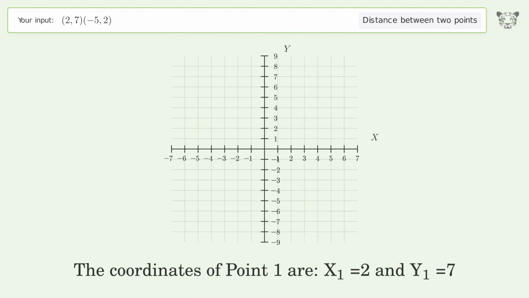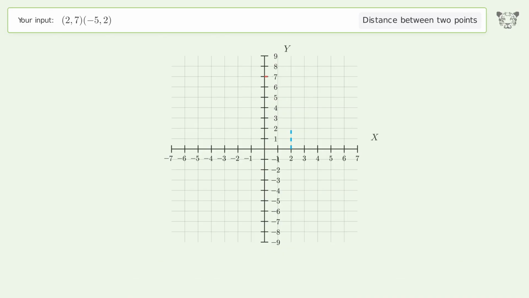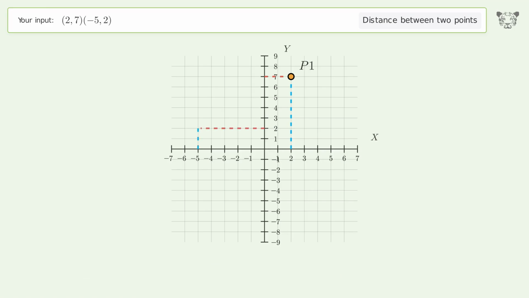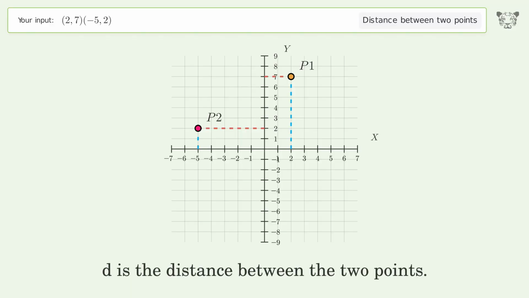The coordinates of point 1 are x1 equals 2 and y1 equals 7. The coordinates of point 2 are x2 equals -5 and y2 equals 2. D is the distance between the 2 points.